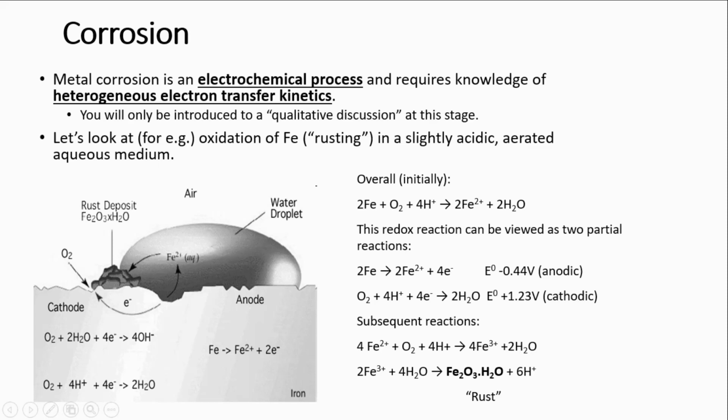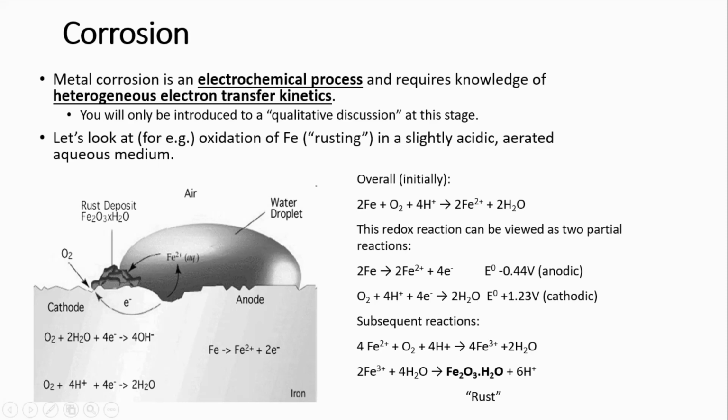Iron will go to form iron 2 plus, so 2 moles of iron 0 goes to form 2 moles of iron 2 plus, and in so doing will produce 4 electrons. Think about it, if 1 mole of iron gets converted to 1 mole of iron 2 plus, to go from iron 0 to 2 plus means that you lost 2 electrons. But if we're looking at 2 moles of iron, then we will get 4 electrons, and the potential for that is minus 0.44 volts. That's an anodic process, anodic meaning oxidation, because oxidation occurs at the anode, as discussed previously.